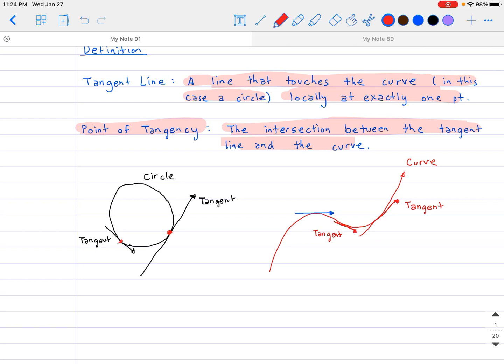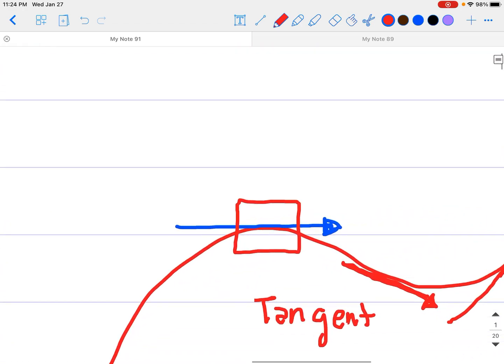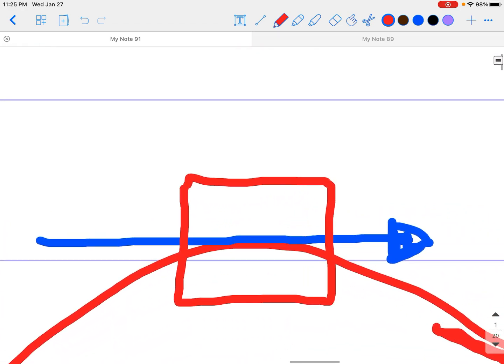Now, the reason why I say locally is, if you look at this curve right there, just like the circle, you have a whole bunch of different tangent lines. When I refer to locally, that means that for any tangent line, I can go ahead and look at a small little box where the tangent line and the curve meet. If I blow up that picture, you can see that's what I mean by locally right here. In a small little window right there, you can see that this is going to be my point of tangency.